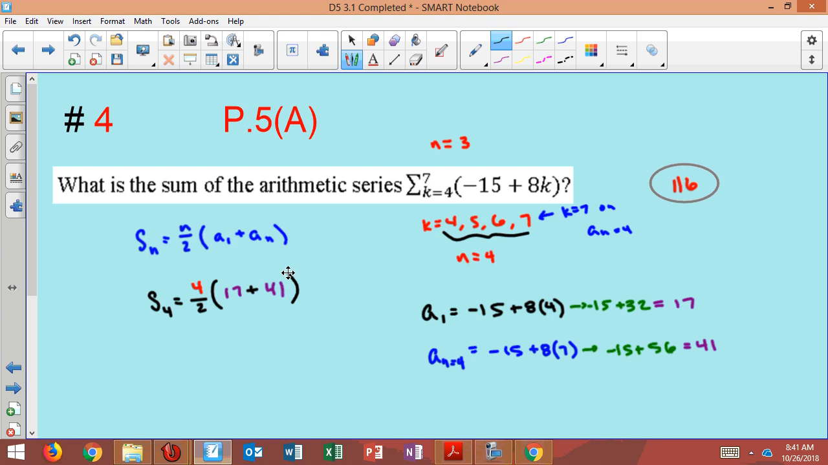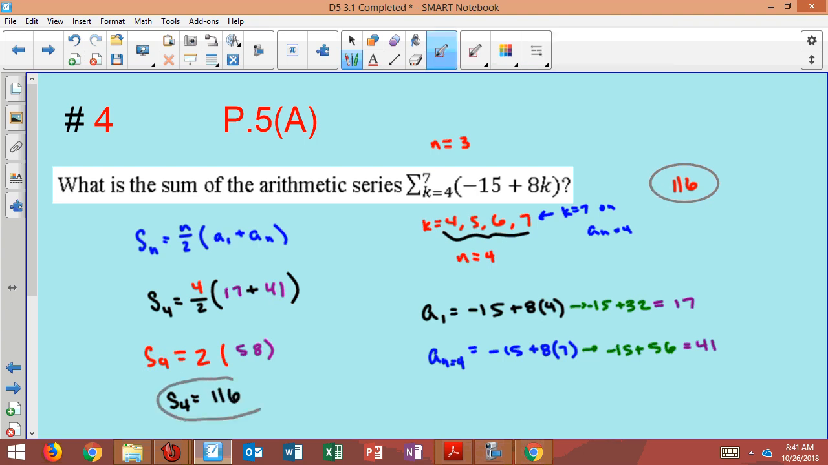Okay, so now to find my sum. 4 divided by 2, that's going to equal 2. So S sub 4 would equal 2 times, you add these together, we get 58. So 2 times 58 is 116. The sum of the first 4 terms would be 116, which is just what the calculator told us at the very start. So that is 2 ways of determining what the sum of this sequence is.